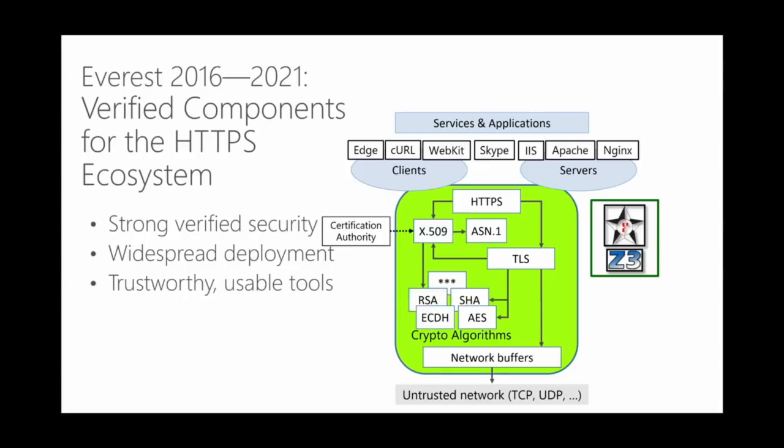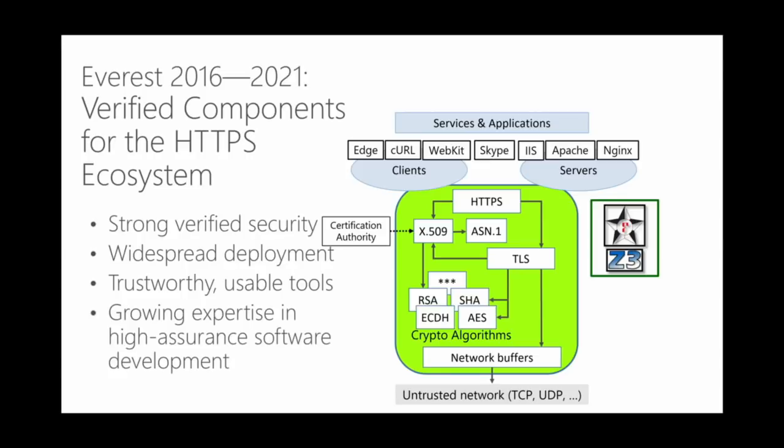In pursuing Project Everest and building these verified components, we also aim to produce more trustworthy, usable verification tools, and to grow expertise in building this kind of verified software at this kind of scale. And finally, we strongly believe that this kind of security work has to be done in the open, so everything that we do is open source, including the tools. F-star is open source, and all the verified software that we build.